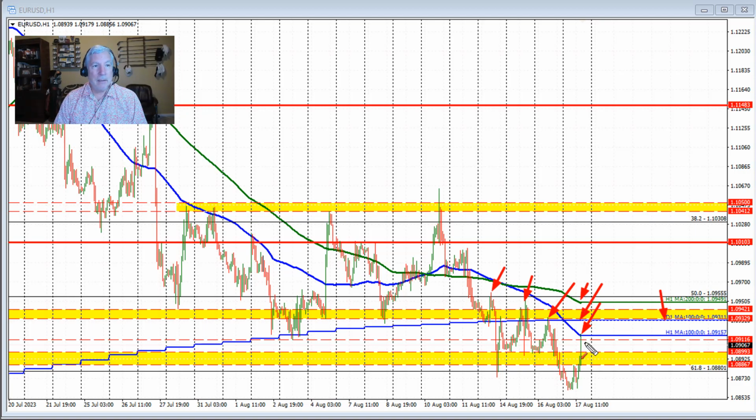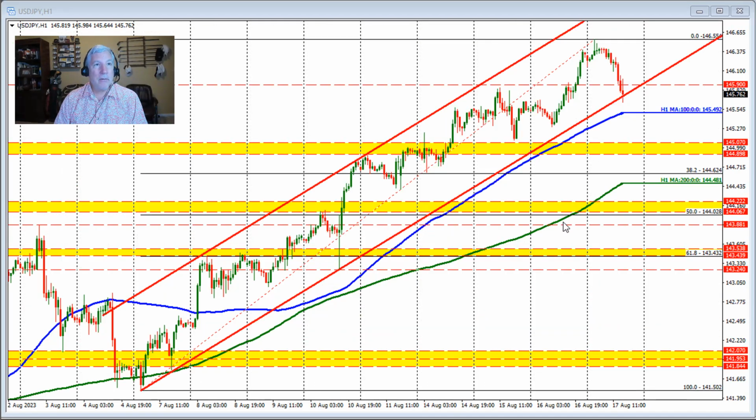Absent that, and guess what? The sellers are more in control, and we'll look for a further increase to the downside once again. Let's take a look at the dollar versus yen next on the hourly chart.